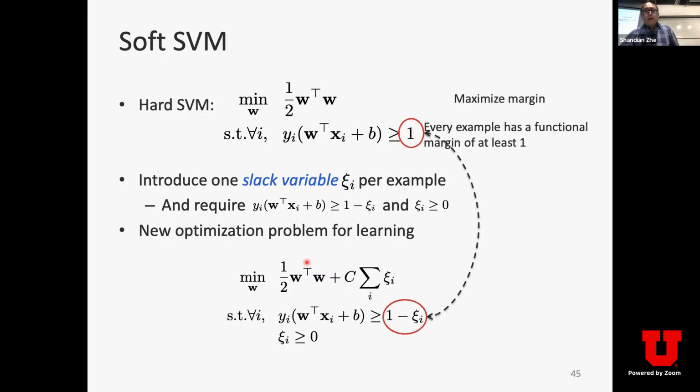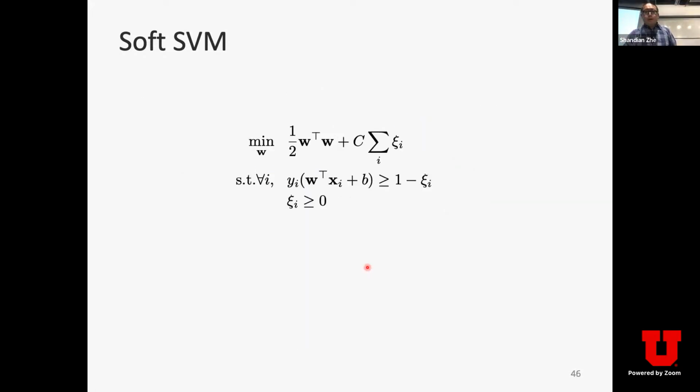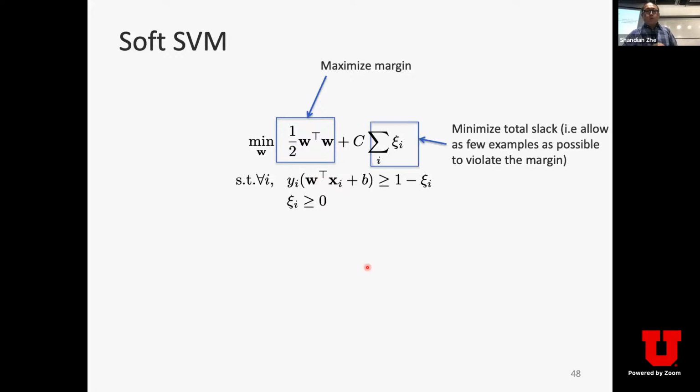And here, C is a hyperparameter. You have to specify it, you have to tune it. So now we have come to our more generally used support vector machine formulation. It's called soft SVM. Why is it called soft SVM? Because it can apply to any data set, not necessarily linearly separable. Even if your data is not linearly separable, it's totally fine.